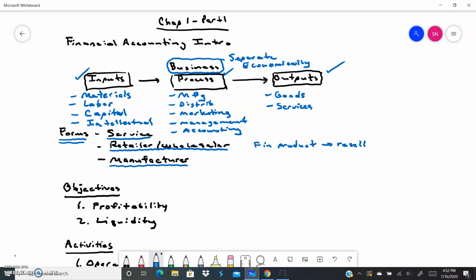So a little bit more complexity there. Manufacturing is going to be covered in accounting too. So that'll be covered in managerial accounting. So really just the first two areas will be covered in this course.